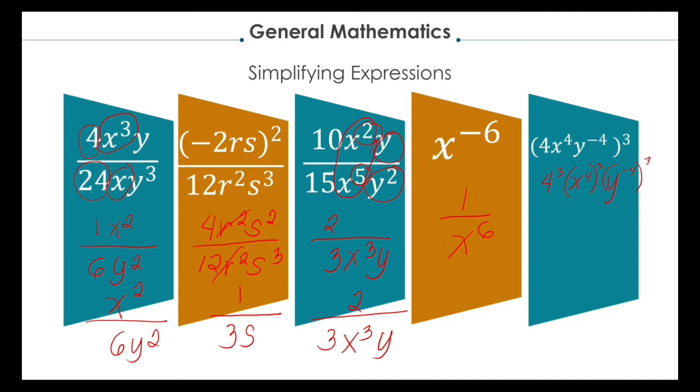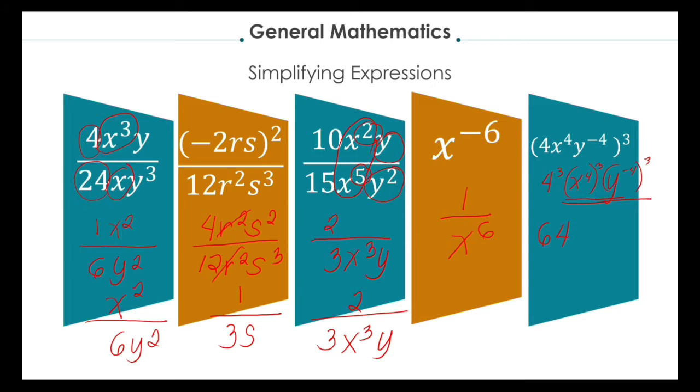So, 4 cubed is equal to 64. Okay, bakit naging 64? Si 4 ay multiply mo ng 3 beses sa kanyang sarili. So, we have 4 multiplied by 4, and that is 16, multiplied by 4, and that is 64. Then, ang i-apply naman natin dito sa variables ay yung power rule sa laws on exponent.